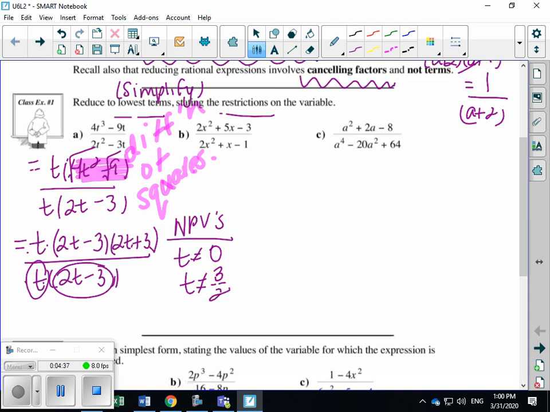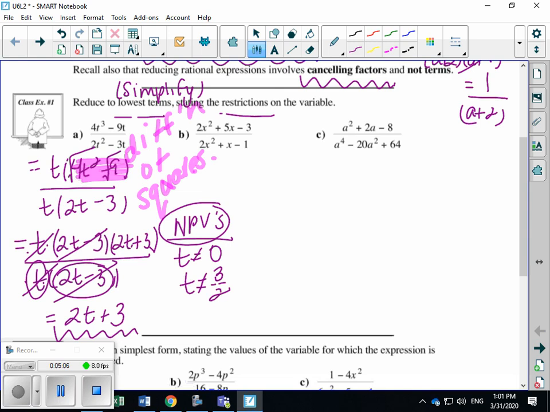I can go ahead and simplify. I can reduce to lowest terms. What can cancel out? I can cancel out a t on top and a t on the bottom. I can also cancel out a 2t minus 3 on top and a 2t minus 3 on the bottom. My lowest terms is simply what's left, which is 2t plus 3. There's my final answer. We've stated our answer in lowest terms as well as our NPVs. Those are also very important.